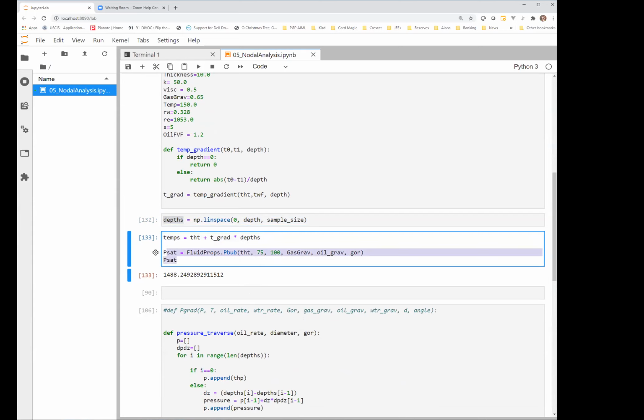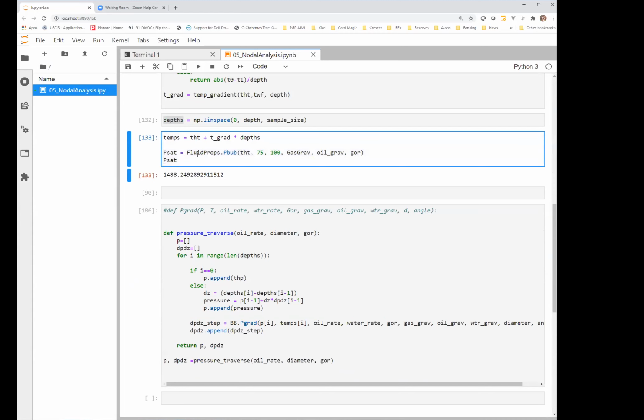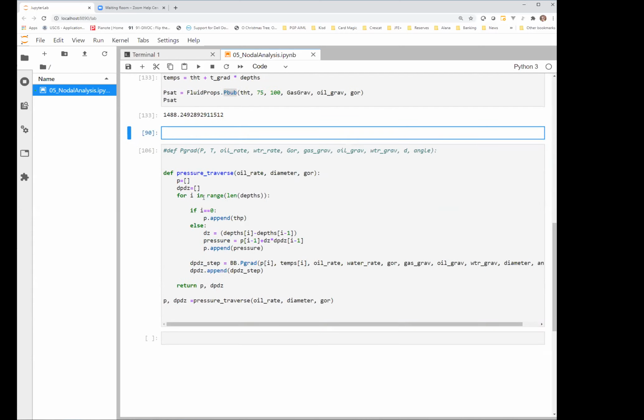Another value that we know we need for sure is the saturation pressure. For that, we use the fluid probe library, and in this case, the PBOP is the function to calculate saturation pressure using Standing's equation. And that condition leads me to a saturation pressure of 1488. Simple.